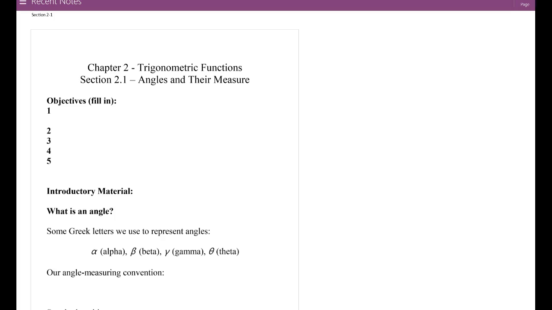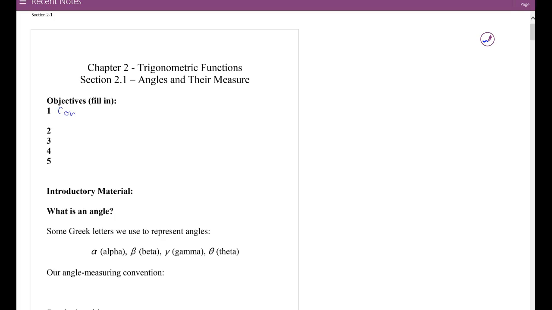So we're talking about Chapter 2, trigonometric functions. Recall everything that you've learned about functions from algebra, and that's what a lot of the Chapter 1 review material is about. So I'm going to ask you to do that on your own. And Section 2.1 is about angles and their measure. There are 5 objectives, and you can find these in the book.